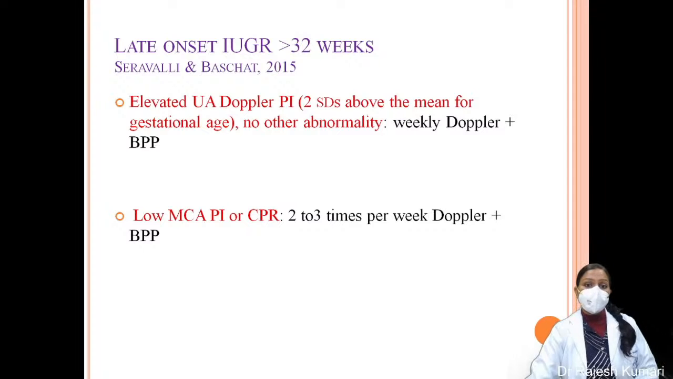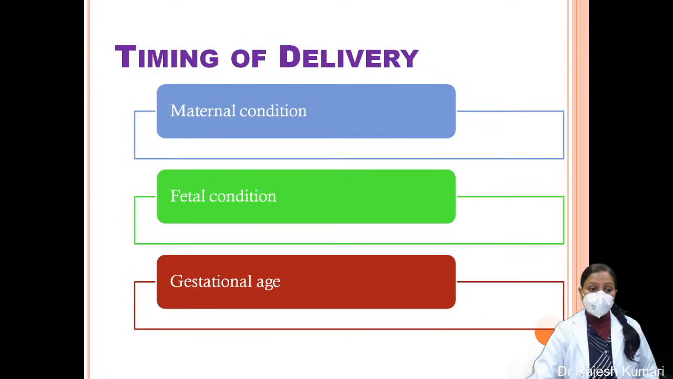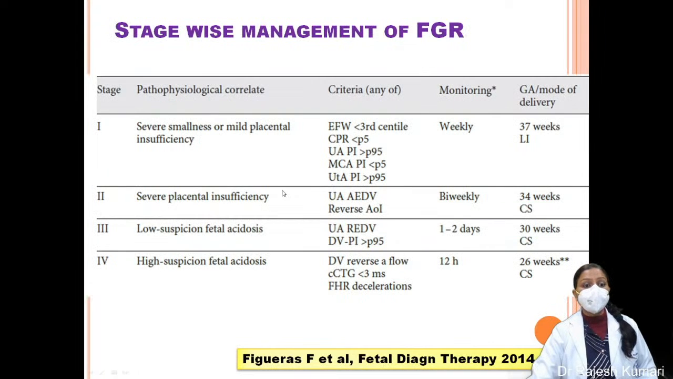In late onset IUGR, more than 32 weeks, elevated umbilical artery Doppler PI with no other abnormality: weekly Doppler and BPP. Low MCA PI or CPR: 2 to 3 times per week Doppler plus BPP. So what will be the timing of delivery for these fetuses? It depends on maternal condition, fetal condition and gestational age.